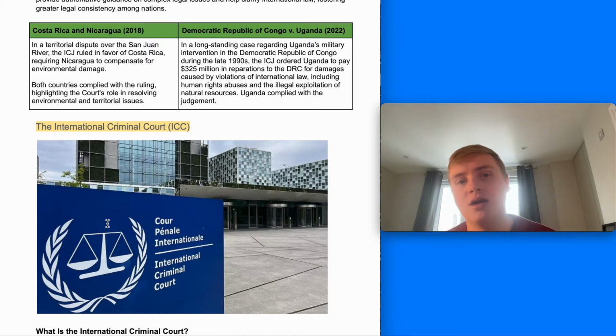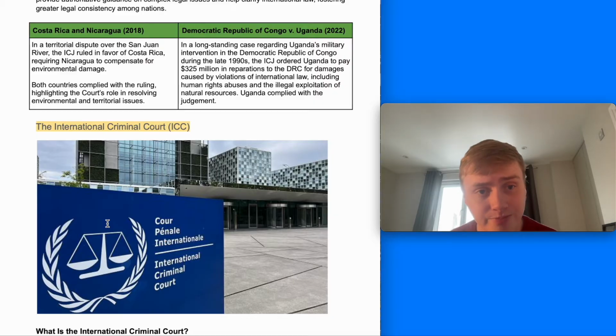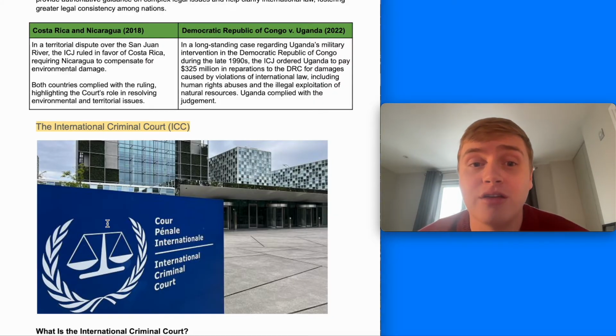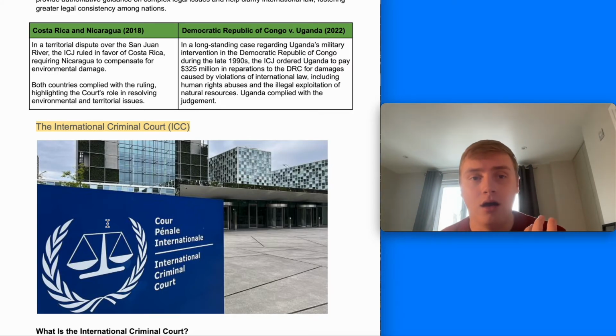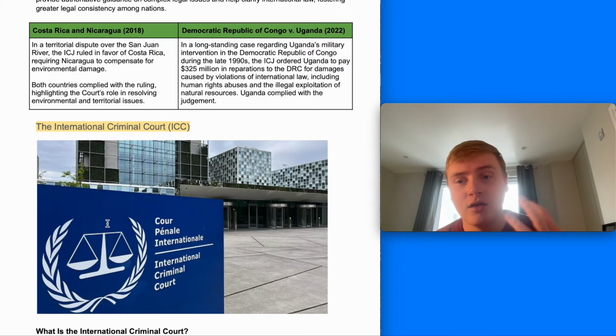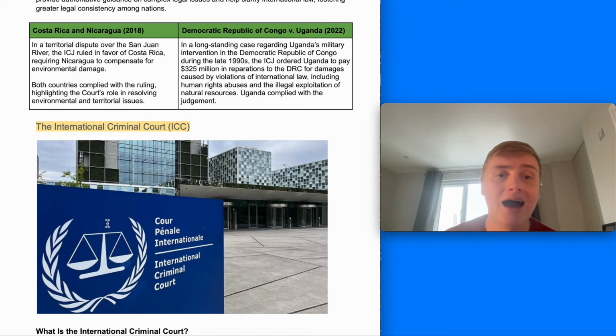And you see exactly the same in a ruling between the Democratic Republic of the Congo and Uganda in 2022, in response to historical Ugandan military intervention in the DRC. And Uganda complied with a ruling that argued it had broken international law, and it paid compensation to the DRC as a result.